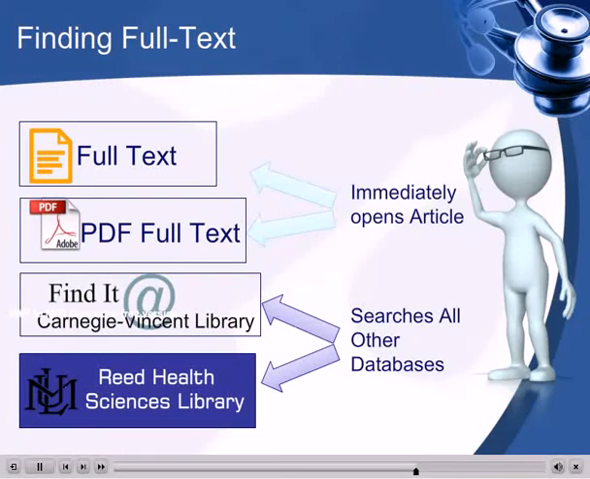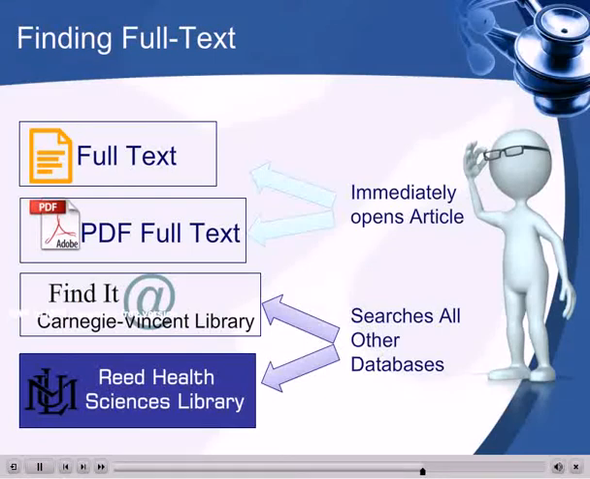This slide shows you different icons that you will see within CINAHL. Any of these icons may get you to the full text of an article. I'll explain these in order. The top icon, which says Full Text, tells you that the full article is available to view.